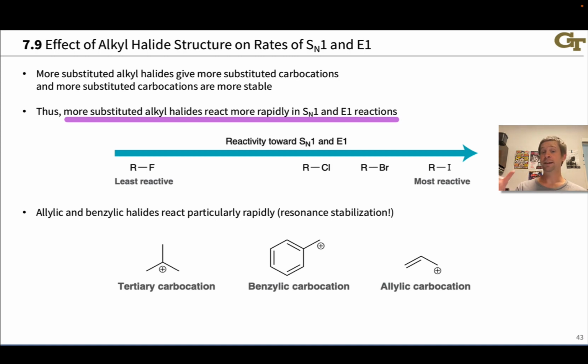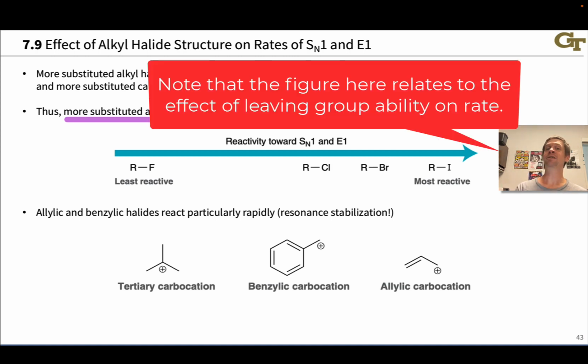When it comes to the nature of the leaving group, the better the leaving group, the faster the reaction. So alkyl fluorides are basically unreactive in SN1 reactions. Alkyl iodides are most reactive because iodine is the best leaving group in this series. It's the most stable with negative charge, especially in these protic solvents due to its polarizability.